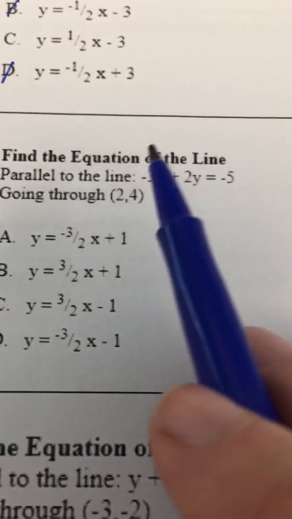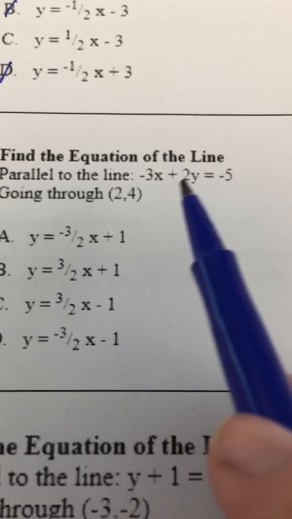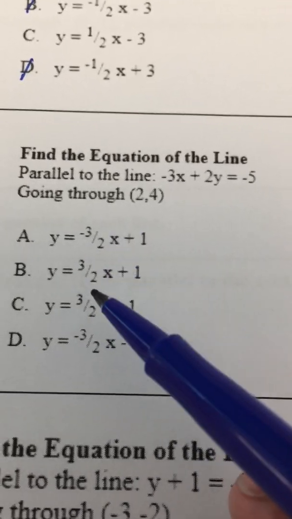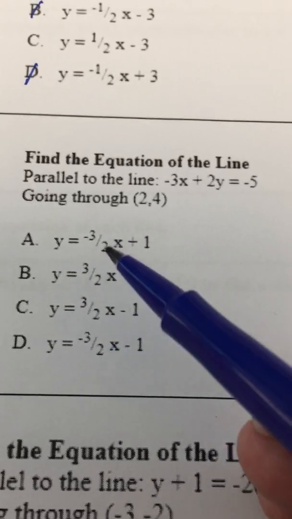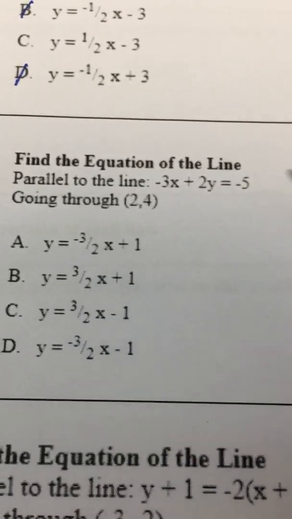Is this equation in a format where I can see the slope? No, this is standard form. The x and y are on one side. I cannot see the slope in that. So I don't know what my slope is to look for down here. It's either -3/2 or +3/2. I just don't know which one. So the only way to find it is to go solve this equation for y.